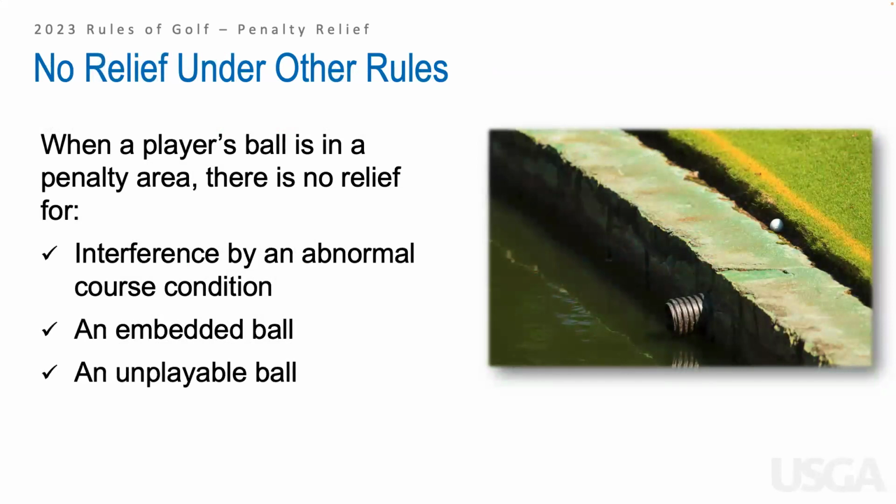So if your ball is embedded in a penalty area or if there's interference, like we see this stone wall, which would be an abnormal course condition, unfortunately, you're not going to get relief, but you can always take your penalty relief accordingly.